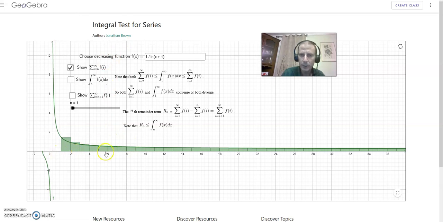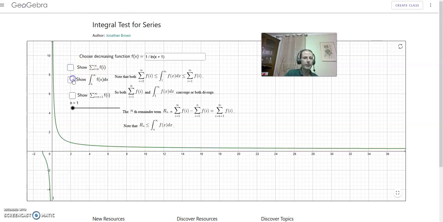We can now interpret it as these rectangles. The idea is that f(1) is the height up to the function at 1, f(2) is the height up to the function at 2, and I can make a rectangle with width 1 for each of those. Therefore the area of the first rectangle is f(1), the area of the second is f(2), and all of these rectangles that go on forever and ever, their total area equals the sum of this series.